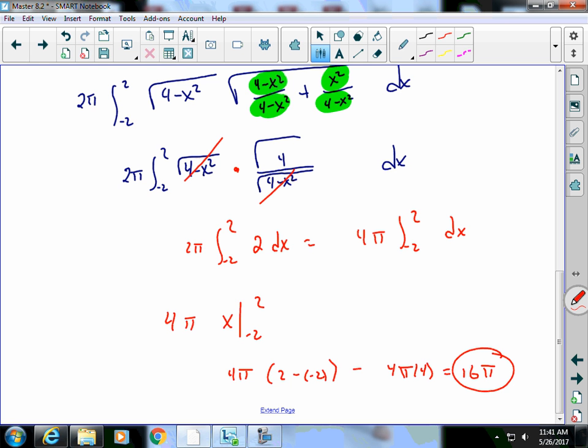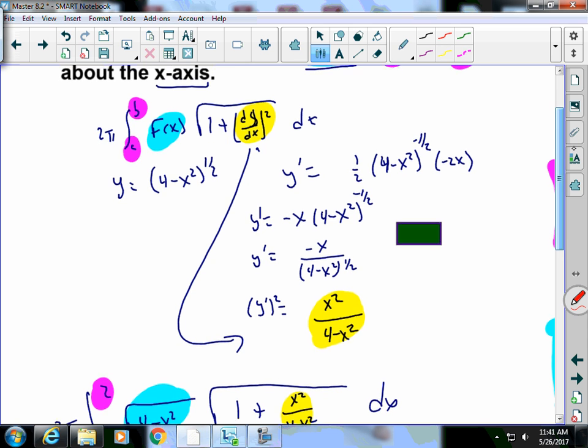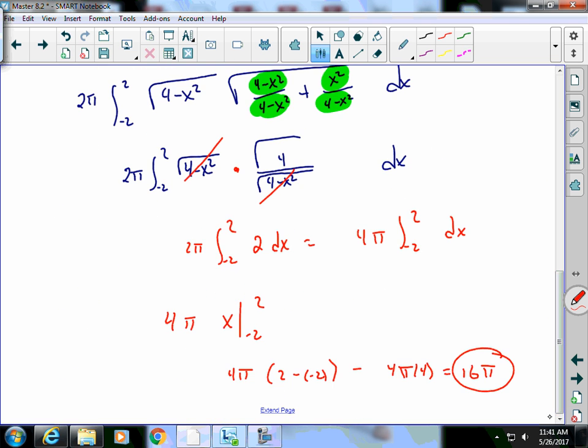Again, these aren't hard problems, you just have to be able to keep track. You know, if I'm rotating around the x-axis and I'm in terms of x, that's what this problem was, I use the function. If I'm rotating around the x-axis but I'm in terms of y, then I just use y. If I'm rotating around the y-axis and I'm in terms of y, I use the function. And if I'm rotating around the y-axis but I'm in terms of x, then I use y for my radius.